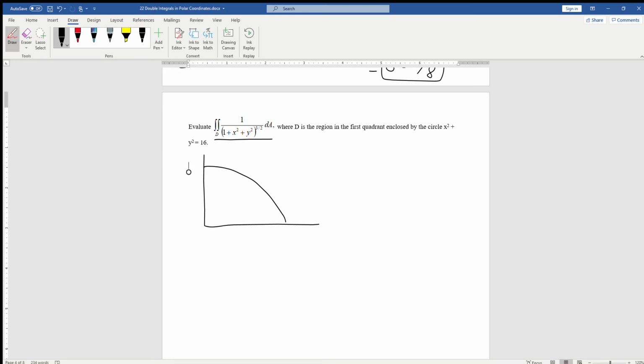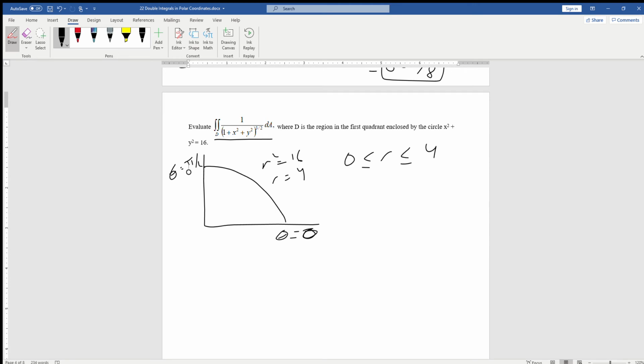Clearly, x squared plus y squared equals 16, so r squared is 16, or r is equal to 4. Limits of integration for theta: on the x-axis, theta is equal to 0, and up here, right on the y-axis, theta is equal to pi halves, just like the previous problem. So when we set this up, r is going to range from 0 to 4.